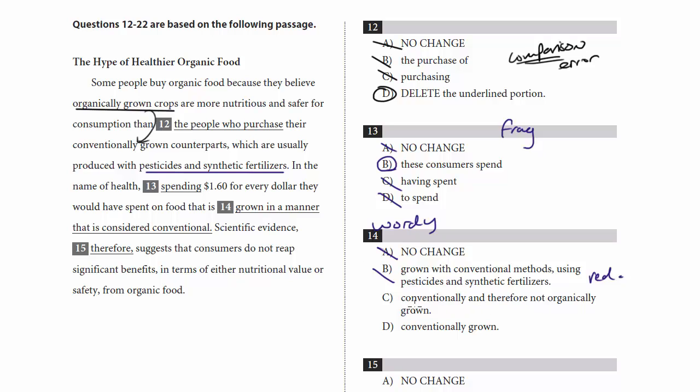Conventionally and therefore not organically grown. Again, that's just redundant. We know we're setting up this dichotomy between organic versus conventional, so repeating this dichotomy is not relevant, not necessary. So all we need is D, conventionally grown. Boom, done. Nice and short. Says what it needs to say. No wordiness. So D.